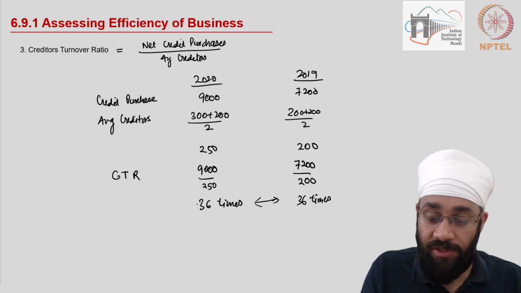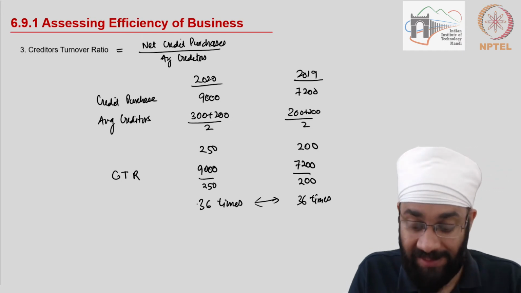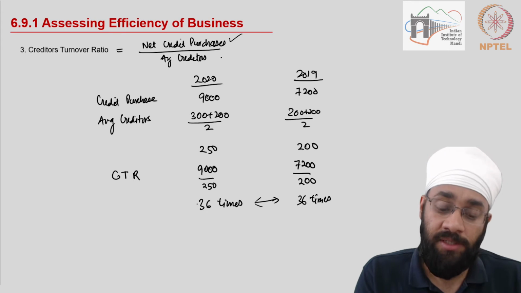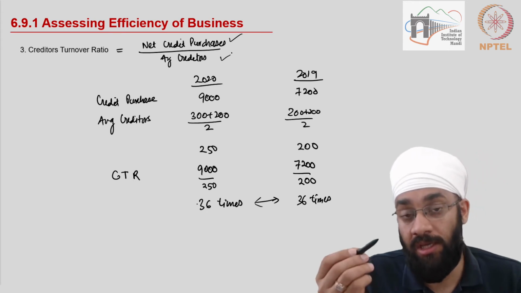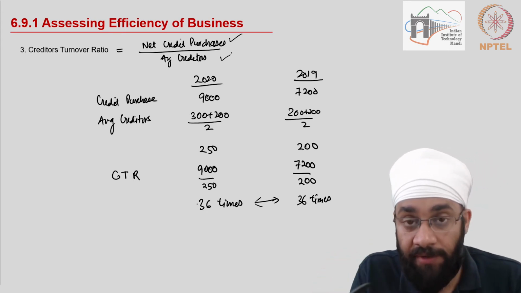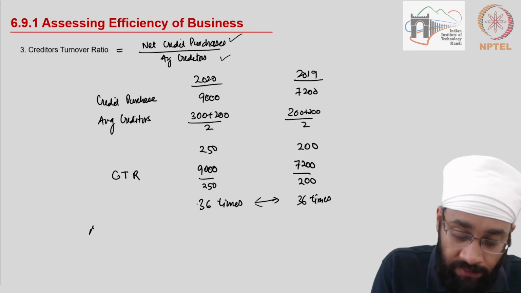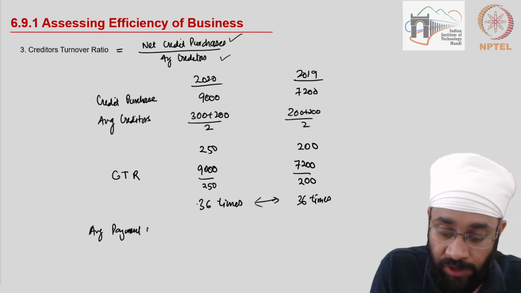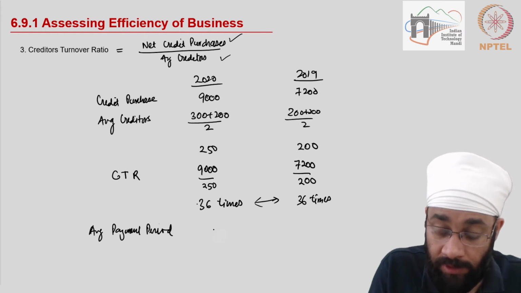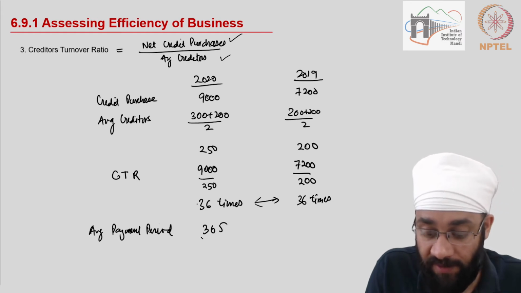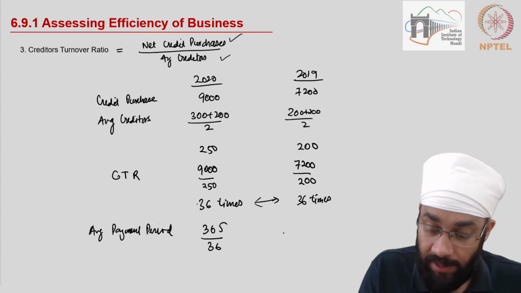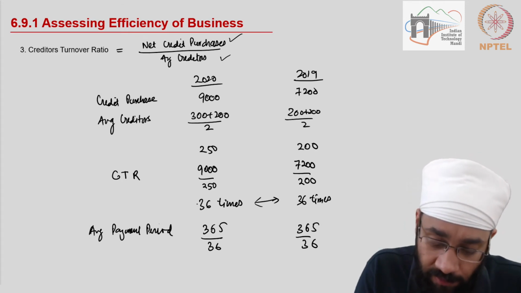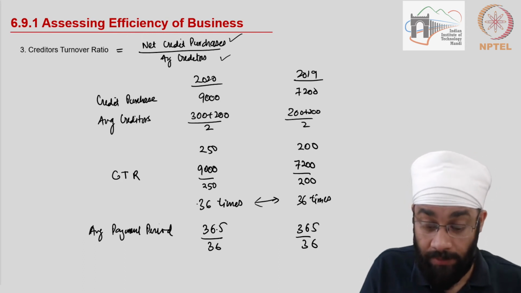So there is no change. In both the years you maintain the same creditors turnover ratio. This means your credit purchases are 36 times the average creditors that you have. And if you look at the average payment period, this is going to be 365 divided by 36 and 365 divided by 36. So same for both the years.